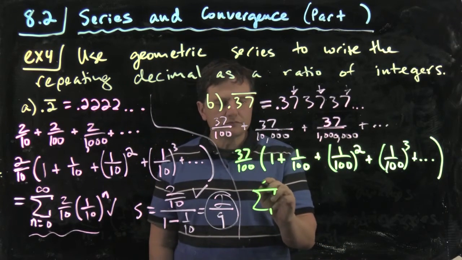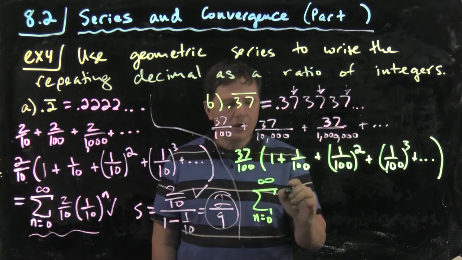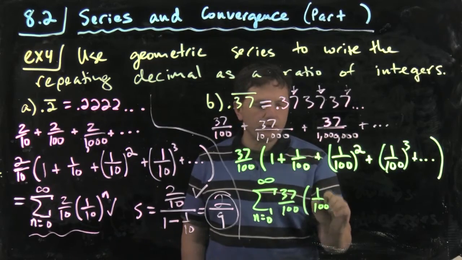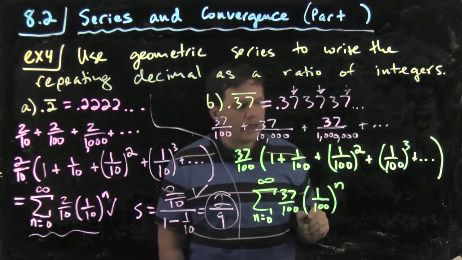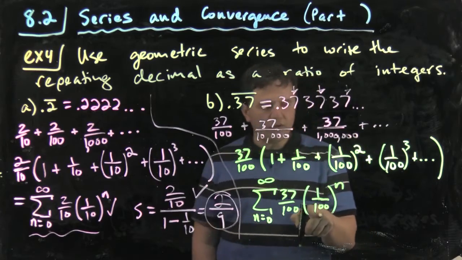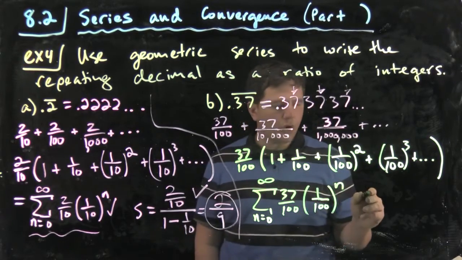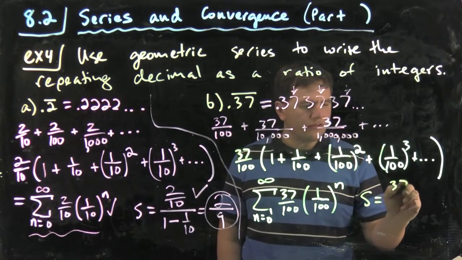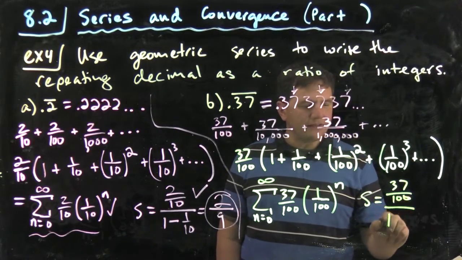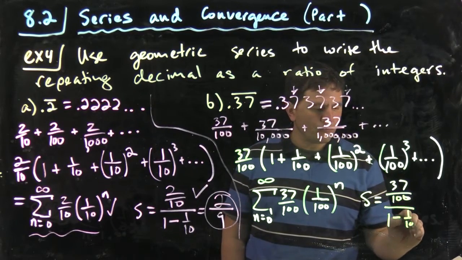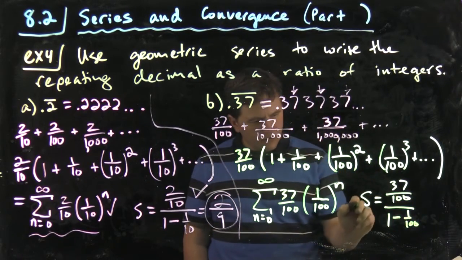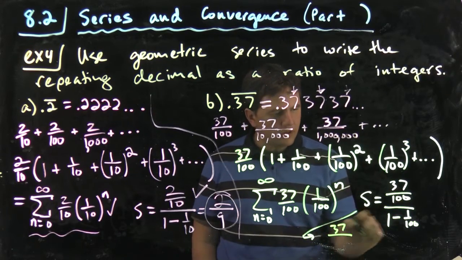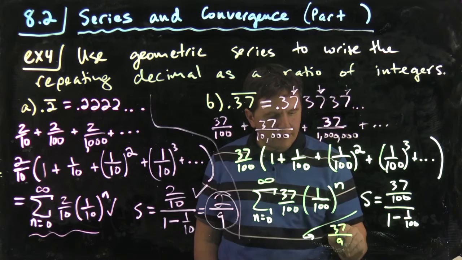So sigma infinity, n equals 0. My a is 37 over 100, and that's 1/100th to the nth. And so, once again, we know that's going to converge because our common ratio is less than 1. So S is equal to a over 1 minus r, 37 over 100 over 1 minus 1 100th. Now, let's go over here. So multiply everything by 100, we get 37. That'll be 100 minus 1, 99.